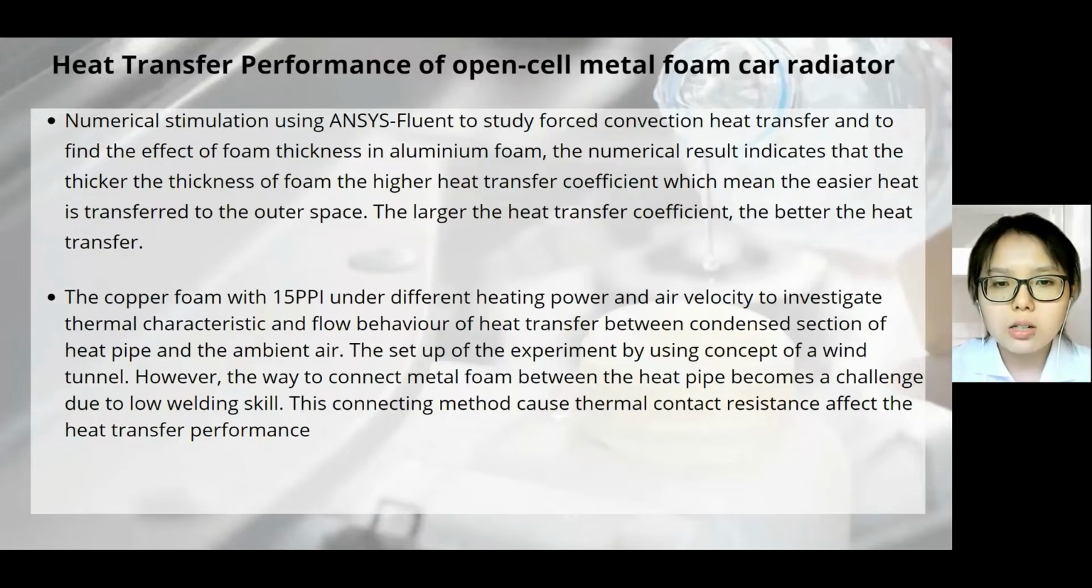The last point is copper foam with 15 pores per inch under different heating power and air velocity, to investigate the thermal characteristics and flow behavior of the heat transfer between the condensation section of a heat pipe and the ambient air. The setup of the experiment uses a wind tunnel. However, connecting the metal foam to the heat pipe becomes a challenge due to low welding skill, because the connecting method causes thermal contact resistance that affects the heat transfer performance.